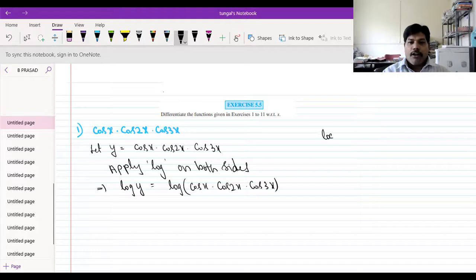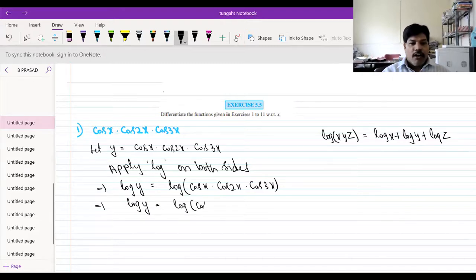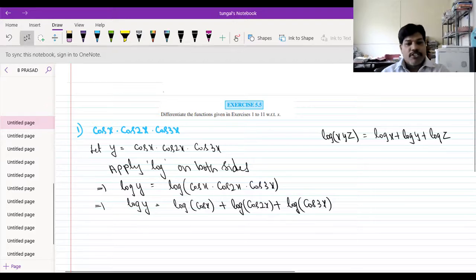What is that? Log of x y z. What happens, students? It will become log x plus log y plus log z. So what happens here? That implies log y is equal to log of cos x plus log of cos 2x plus log of cos 3x. So here we will do the differentiation.